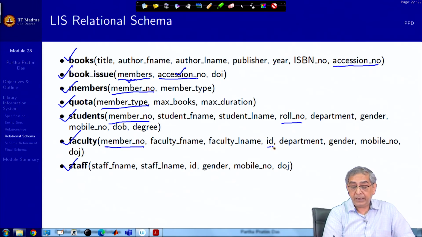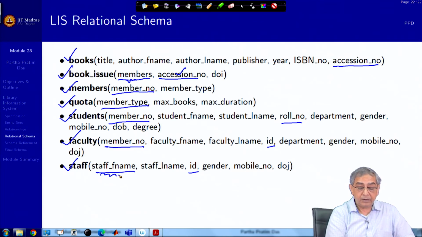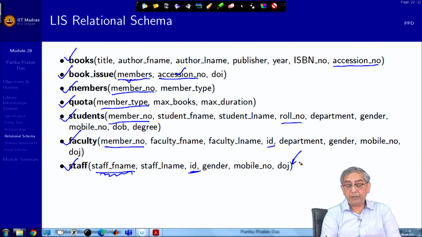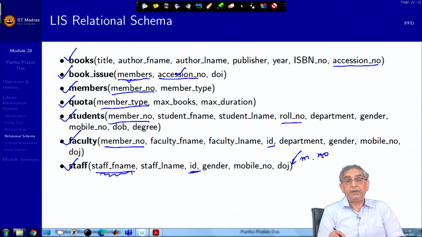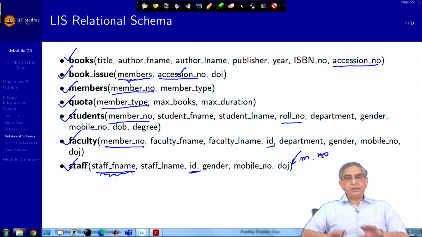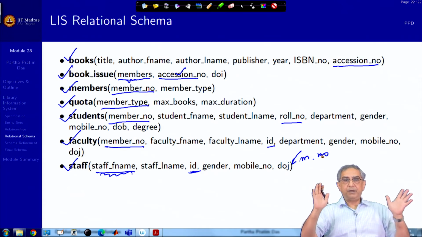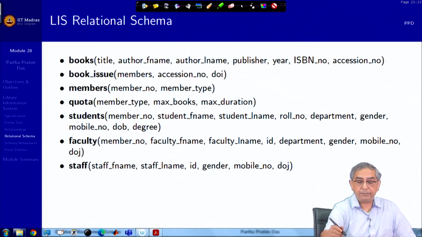Faculty number, ID are keys, again separately. Here staff name, I am sorry, not staff name, the staff ID is a key. If we put member number, then that will also be a key. Okay. So, this is a very basic first cut relational schema for the entire LIS system.